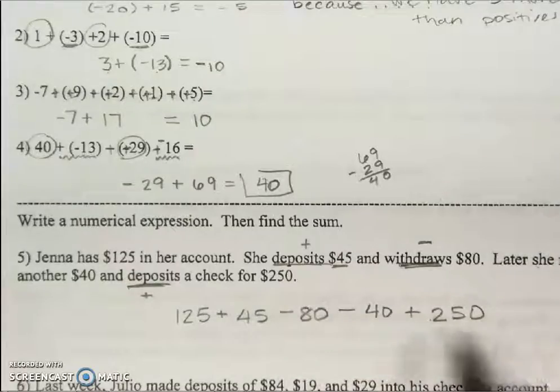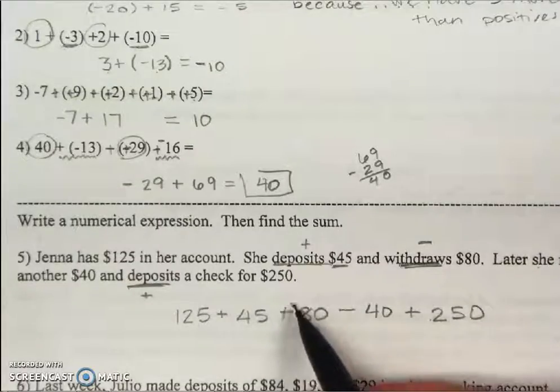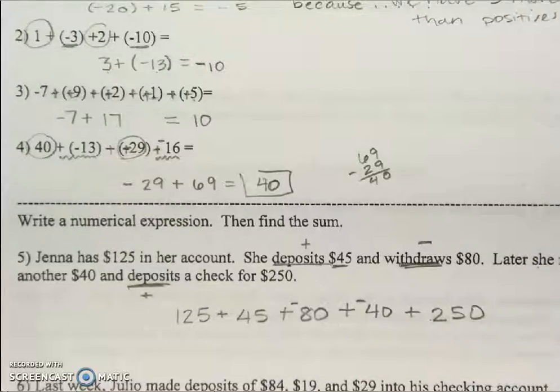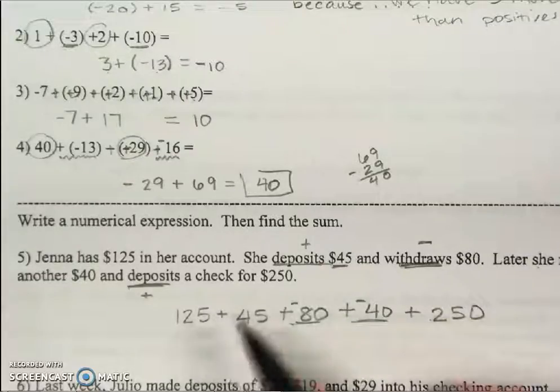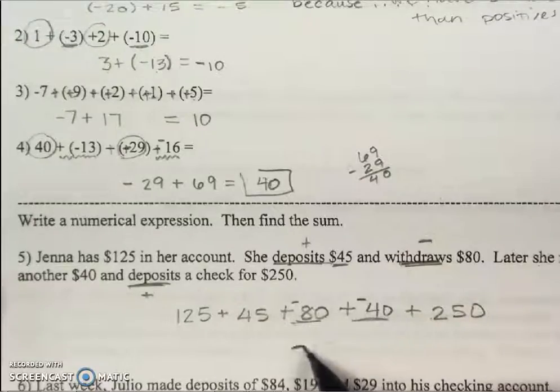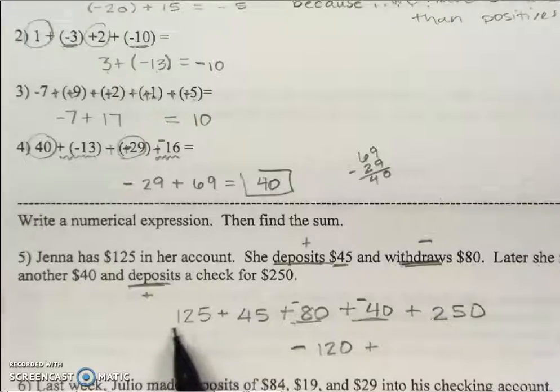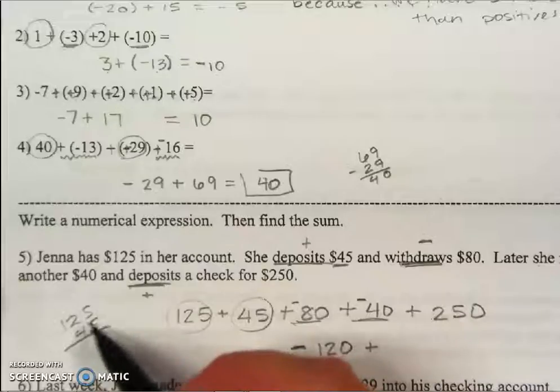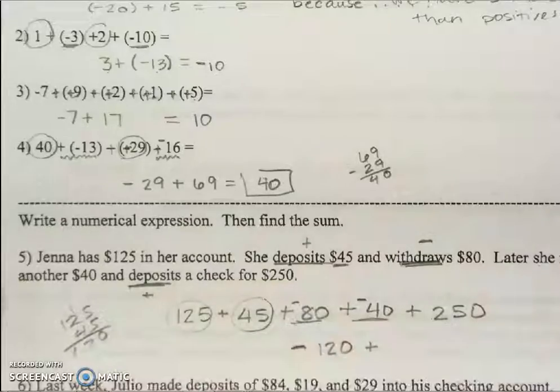Well, I see some minus signs, so I'm going to change those to add the opposite, add the opposite. And so I can actually see which ones here are positives and negatives. So I see this is actually a negative 80 and a negative 40. I don't have any other negatives, so I combine those together, and it's negative 120. Plus, I have a whole bunch of positives. So we have 125 plus 45. If you need to do that to the side, that's okay. 125 plus 45. All right, well, that's going to give me 170.